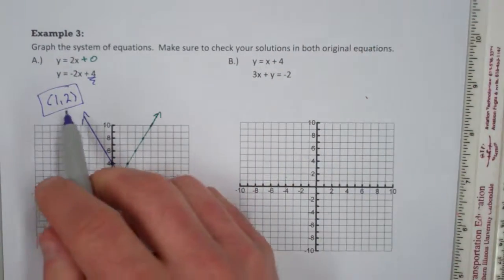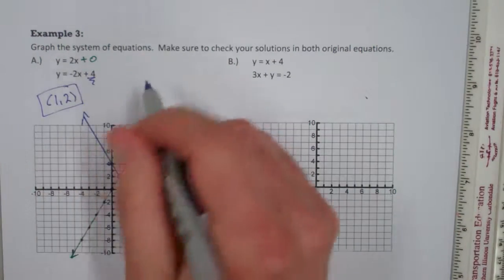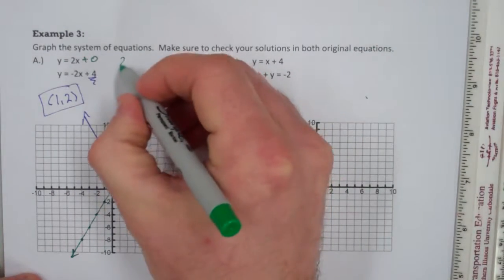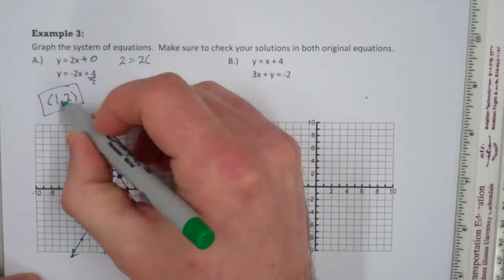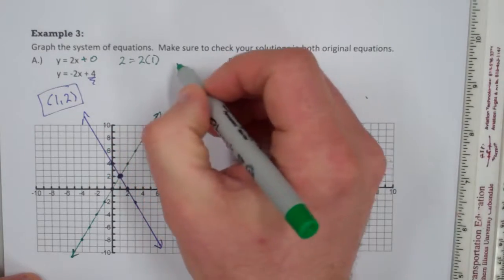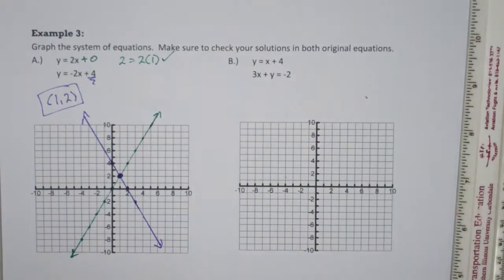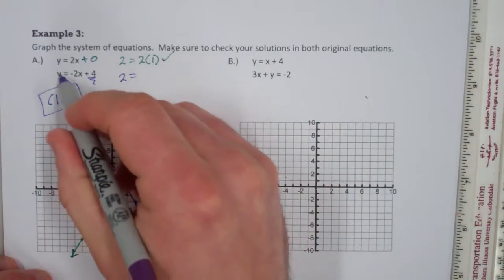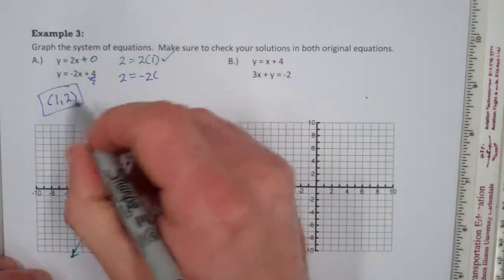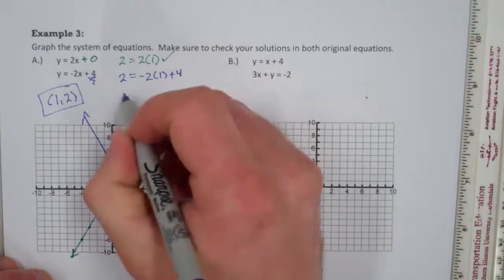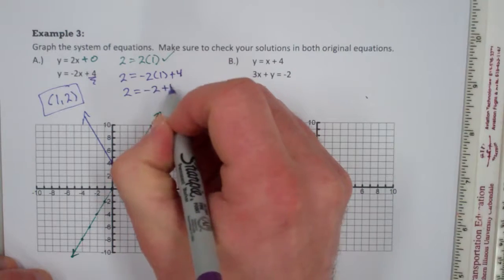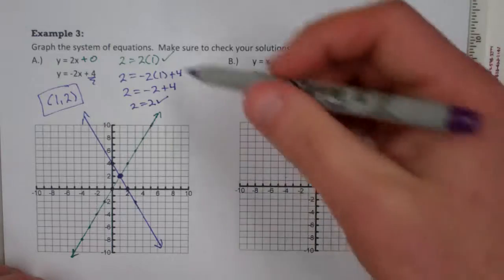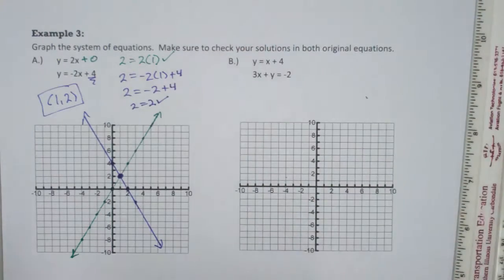We want to check it with each one of the original equations though. So let's check it with the first one. And we'll do 2, which is y, is equal to 2 times x, which we think is 1. And 2 is equal to 2 times 1, so that one is checked. The next one is going to be 2, that's the y, is equal to negative 2 times 1 plus 4. So 2 is equal to negative 2 plus 4, and we still get 2 is equal to 2 in this case. As long as each one of these is true, we're good to go.